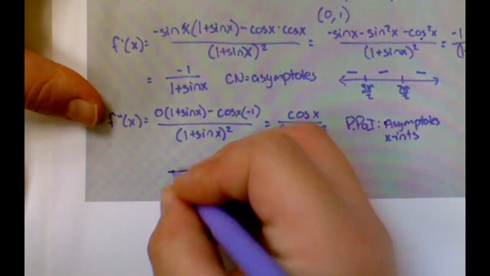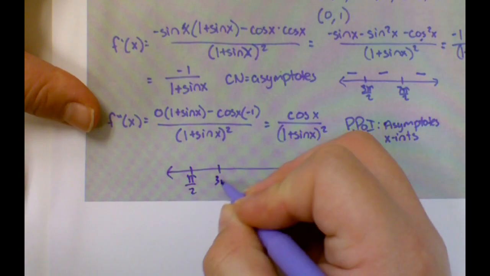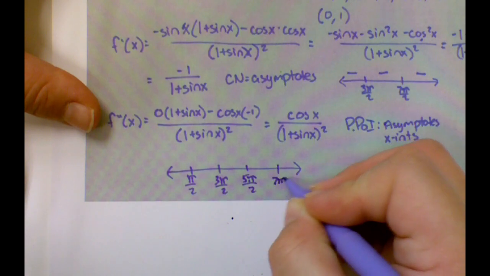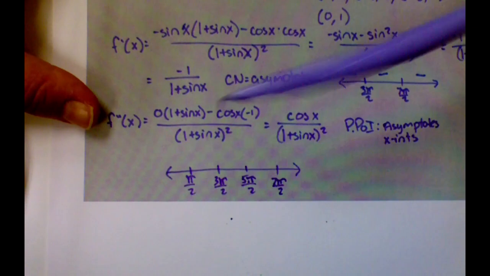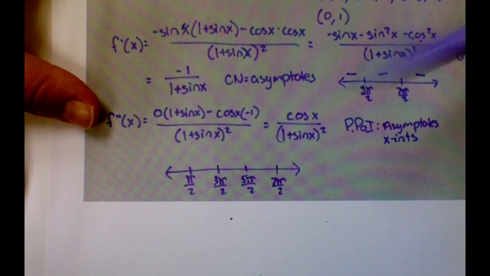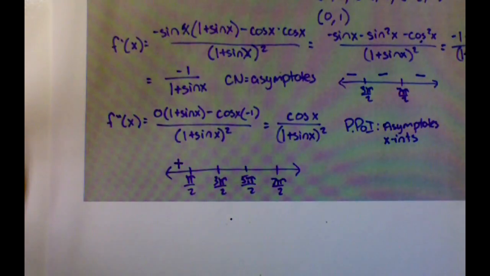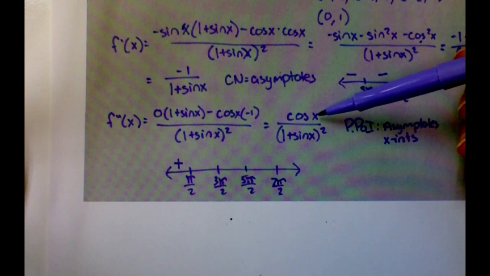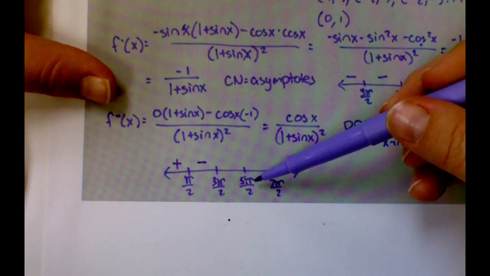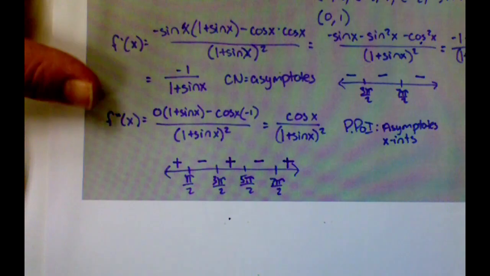So we're just going to do a simple little section here. We're going to start at pi over 2, 3 pi over 2, 5 pi over 2, 7 pi over 2. All right, something to the left of pi over 2. Let's try 0. I get 1 over 1, which is positive. Something between pi over 2 and 3 pi over 2, I like pi. I get negative 1 over a positive, so I get negative. Between 3 pi over 2 and 5 pi over 2 is 2 pi, so we're going to get a positive, negative, positive. It'll always follow that pattern now.